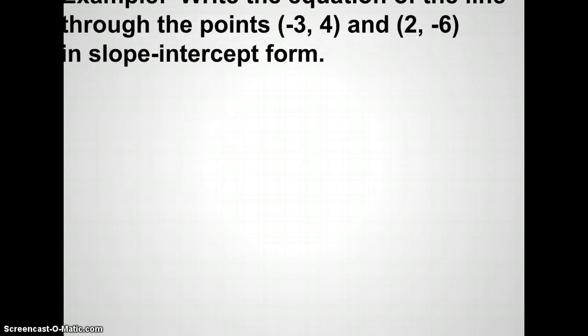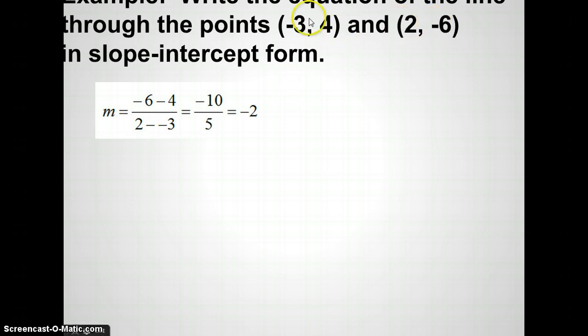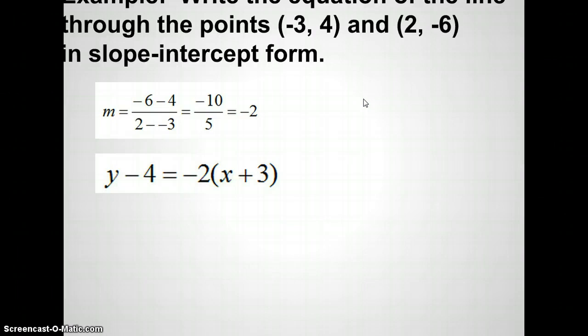So let's look at an example. Write the equation of the line through the points -3, 4 and 2, -6 in slope intercept form. I think part of this may have gotten cut off in the video, but I think you can see the points at least. So the first step I want to do is find the slope. I get a slope of -2 using these 2 ordered pairs. Then I can pick either value and plug it into point slope form. I used the point -3, 4. You could have used 2, -6. Try it. You'll still get the same answer.